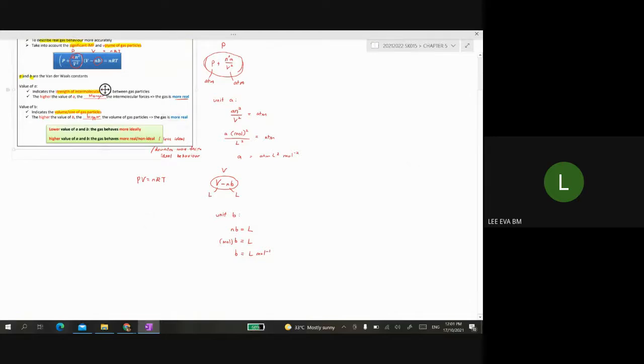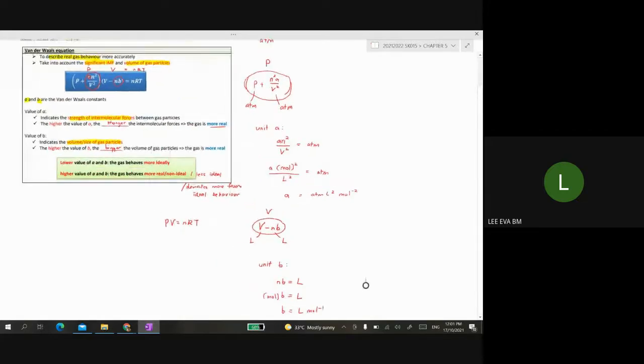But you just have to remember what it means by the value of A, what it means by the value of B. Sorry, madam tak dapat nak enlarge. Nak enlarge sikit tak dapat. Okay.